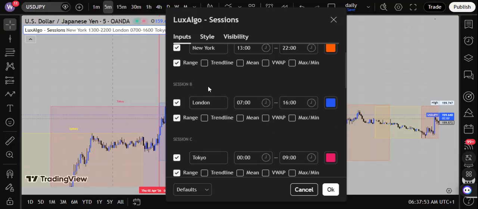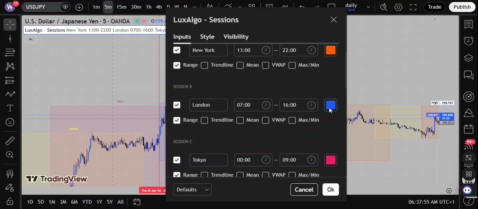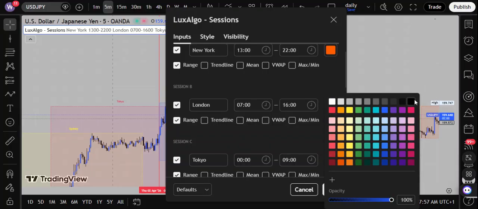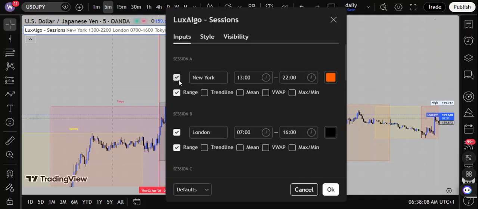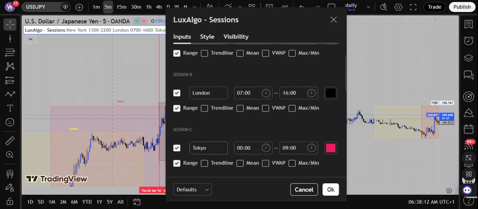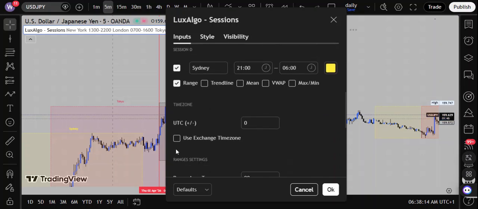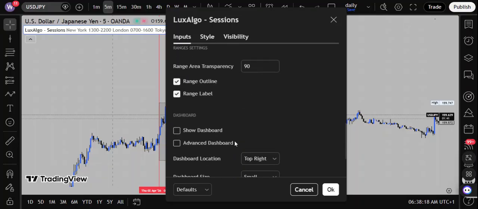So let's say we want to focus on London session. All we need to do is, let's say we want to turn this to black, right? We've just done that. So that session will be shown as black. Since we are focusing on London session, if you want to take out New York session and just see London session alone, you can take out all of these other sessions so that you can focus on the London session, right?